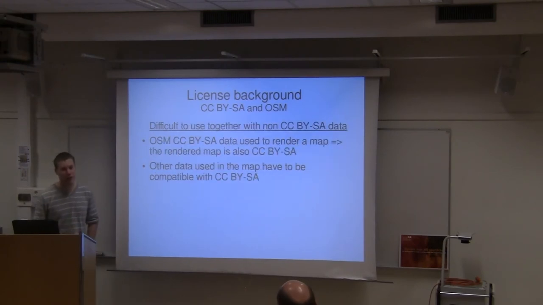Another issue is it was difficult to combine the data together with other data that was not compatible with the Creative Commons license, and that was because of the Creative Commons terms. If you made a map, the rendered map would also have to be under a Creative Commons license. And if you used other data as well in the map, it had to be compatible with the Creative Commons license. And it made it difficult to use the data if you wanted to stay legal.